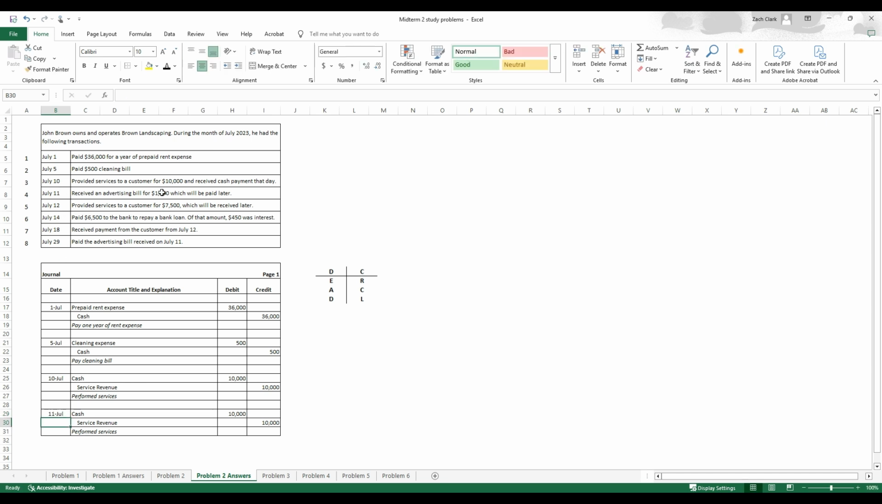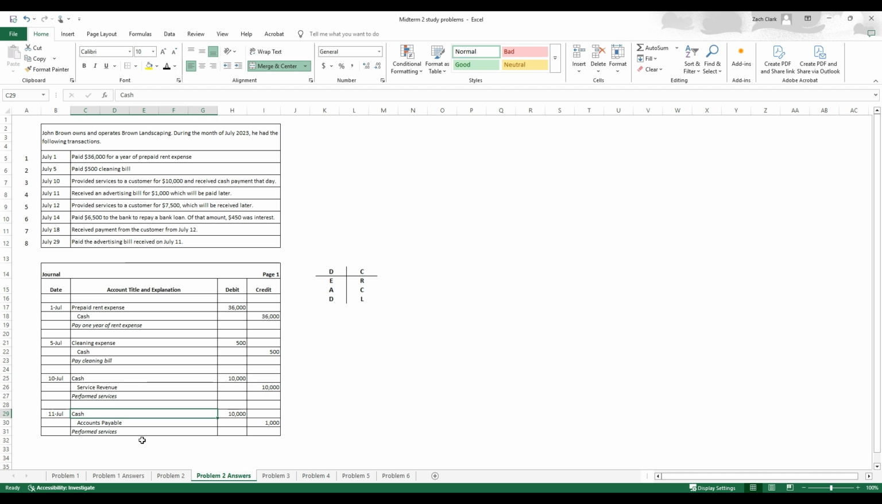Okay, on the 11th, we received an advertising bill for $1,000 that will be paid later. So that's one of the key things. If you ever see it saying we got an invoice or a bill and it's going to be paid later, that's really a key to draw your attention to the fact that we have a liability that we now have incurred, and we're going to need to pay this later. That's the definition of a payable or a liability. It's payable. So we're going to say that's accounts payable for $1,000.